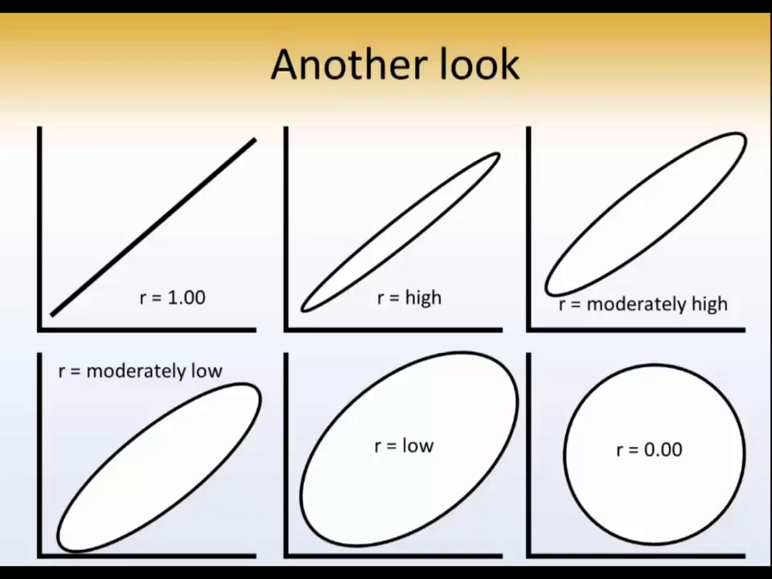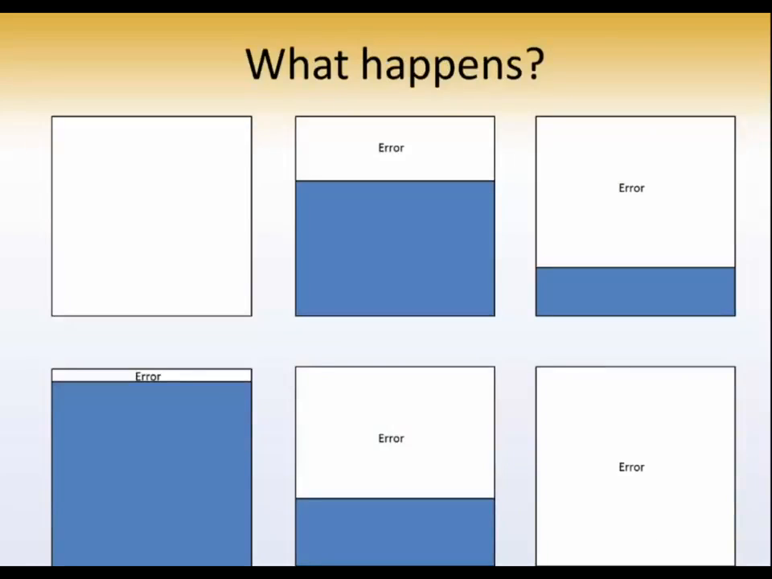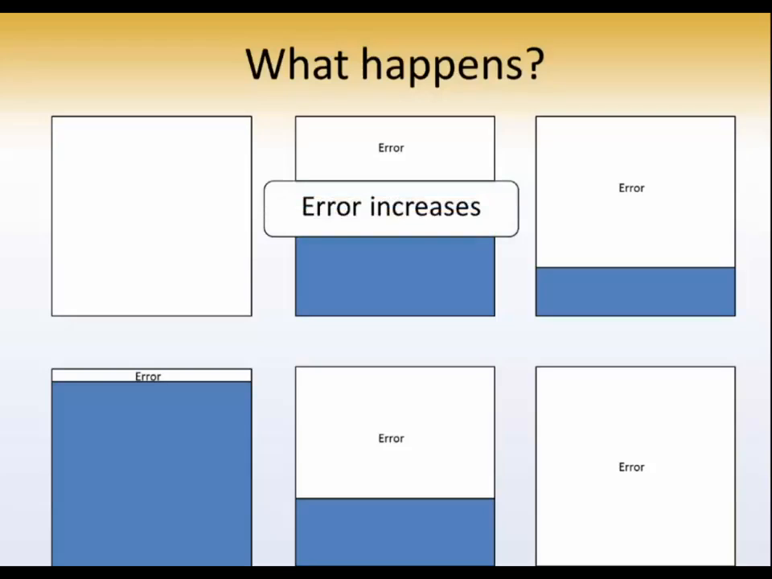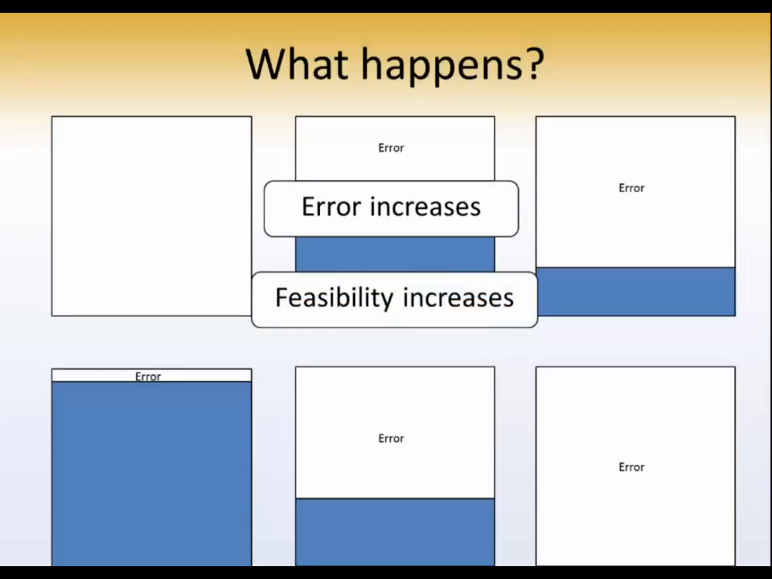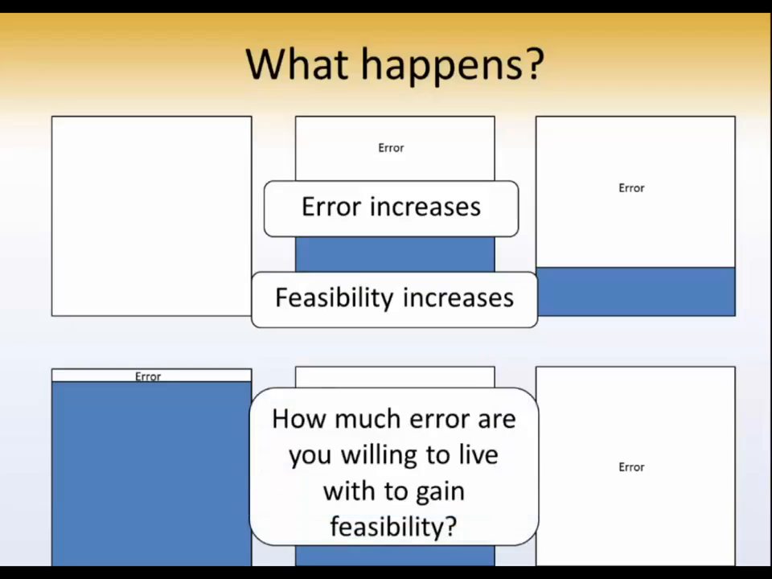So you have to make some decisions. What kinds of measures are you willing to take? As you change the measures that you're taking, you have more error in prediction. So as the error increases, the feasibility increases. So you have to make a decision. How much error are you willing to live with to gain feasibility? Note what will happen. The standard error of estimate will increase as the correlation approaches 0. The standard error will decrease as the correlation approaches 1 in absolute value.